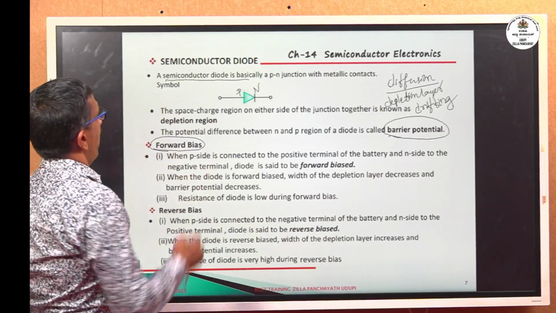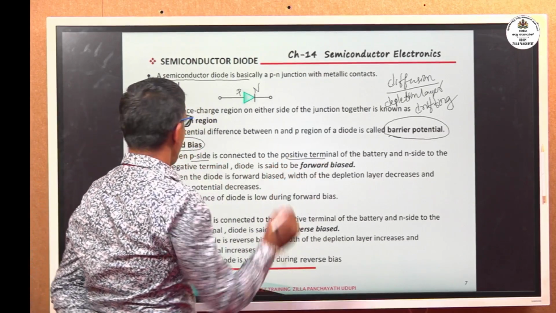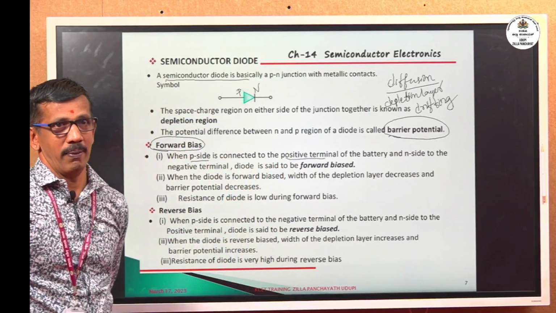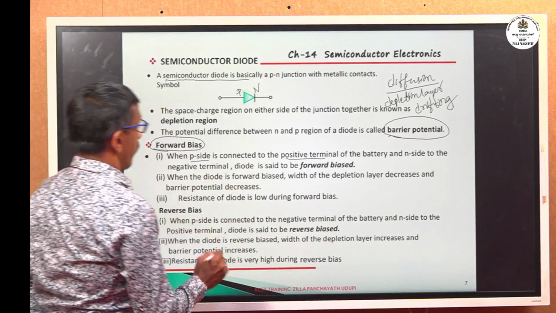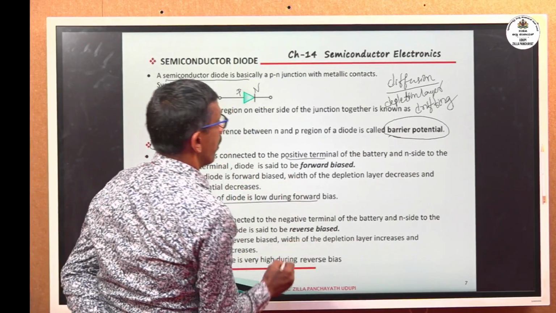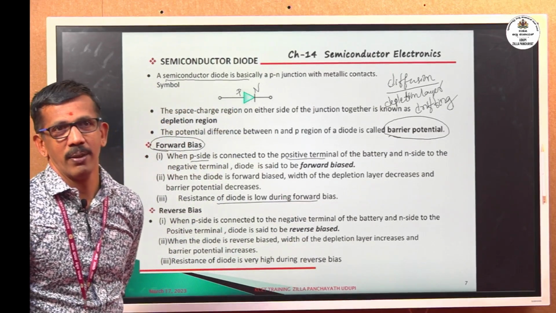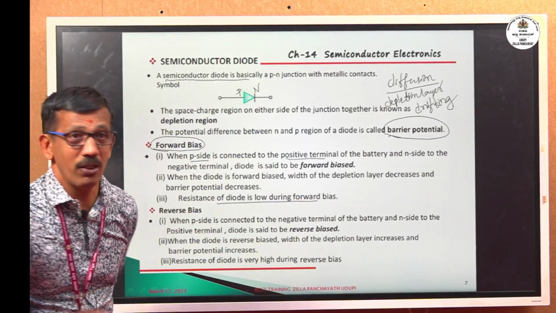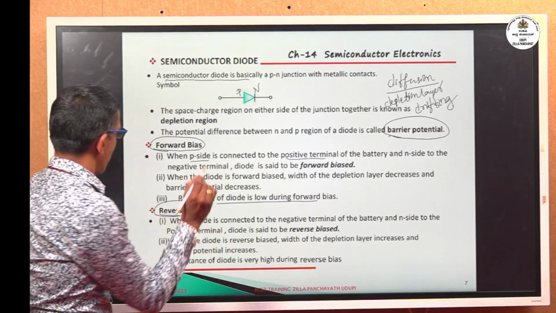In forward bias, the P side is connected to the positive terminal and the N side is connected to the negative terminal. The properties of forward bias are: current maximum, resistance minimum, width of the depletion layer decreases, barrier potential decreases.